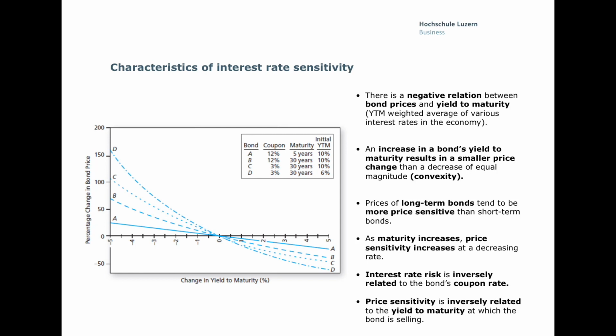A final observation to make is that the sensitivity of a bond's price to a change in its yield is inversely related to the yield to maturity at which the bond is currently selling. To understand this, bonds C and D are identical except for the yield to maturity at which the bonds currently sell. However, bond C with a higher yield to maturity is less sensitive to changes in yields.